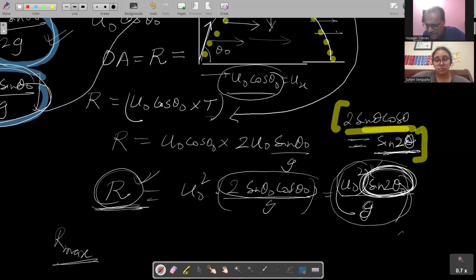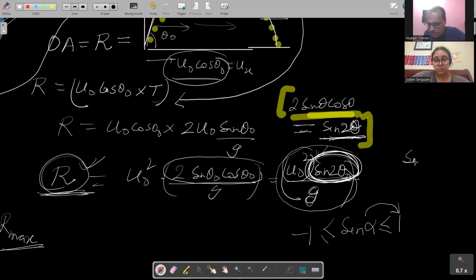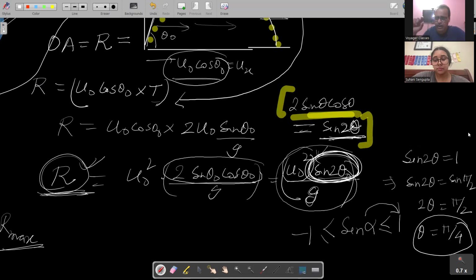What is the maximum value of sine of any angle? It lies between -1 and +1. So the maximum value of sin 2θ is 1. Then we can say sin 2θ is equal to sin π/2, that is sin 90 degrees. So 2θ is equal to π/2. Clear? So θ is equal to π/4. That means if you want to get your maximum range, you have to throw the javelin or particle or whatever it is by making an angle of 45 degrees with the horizontal.